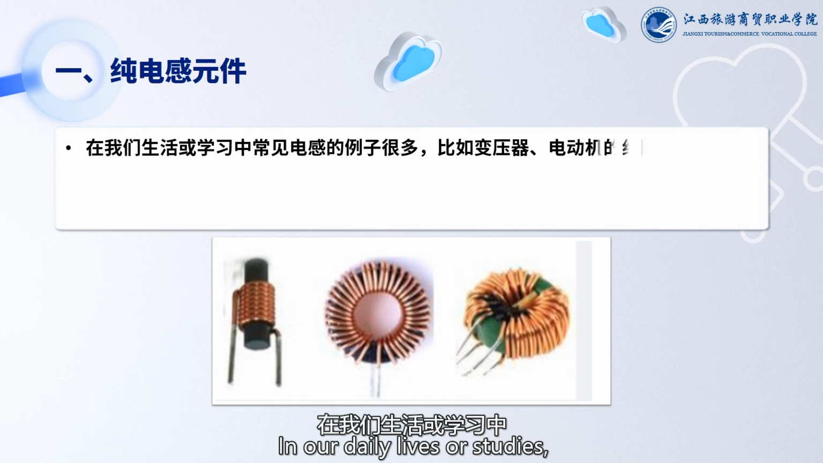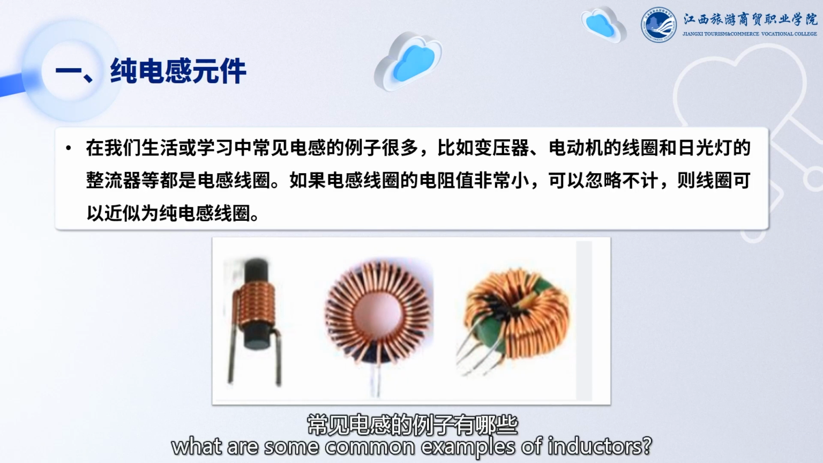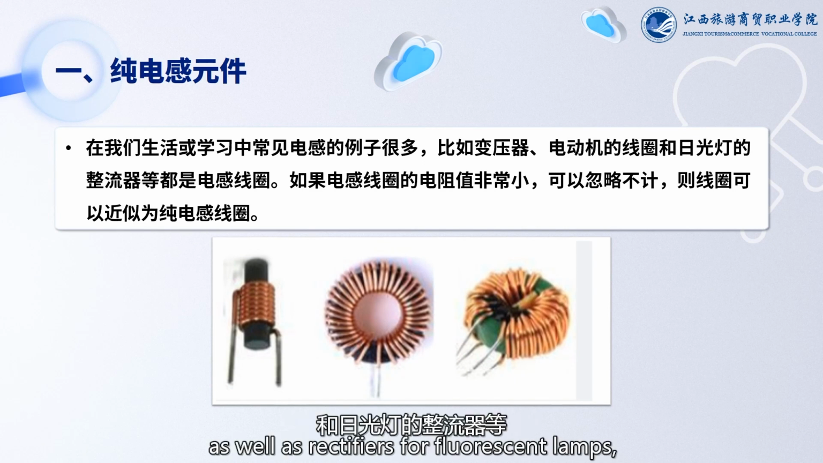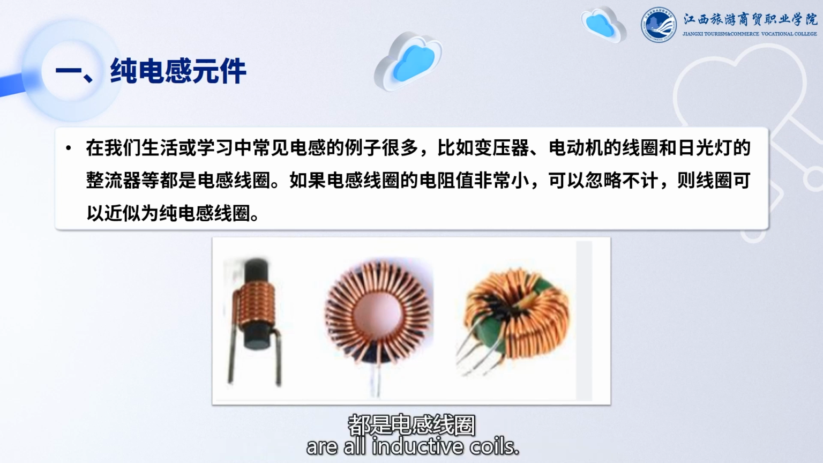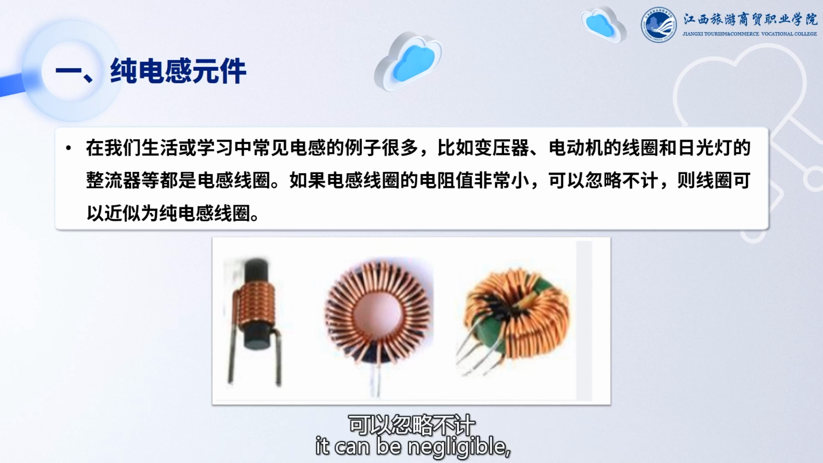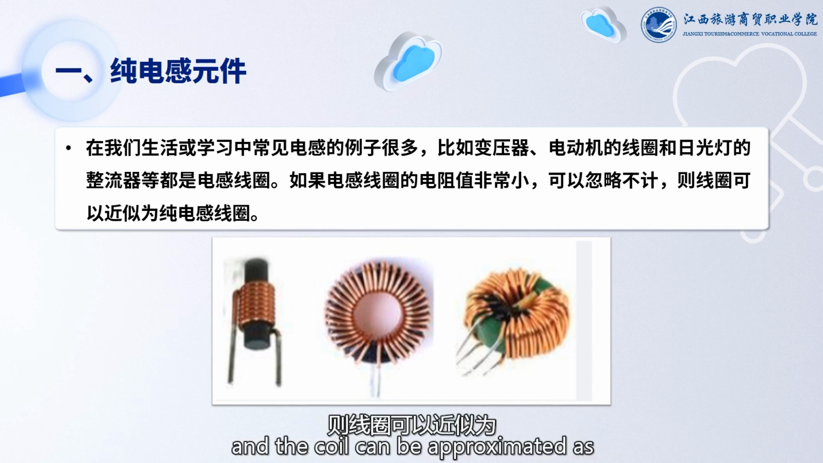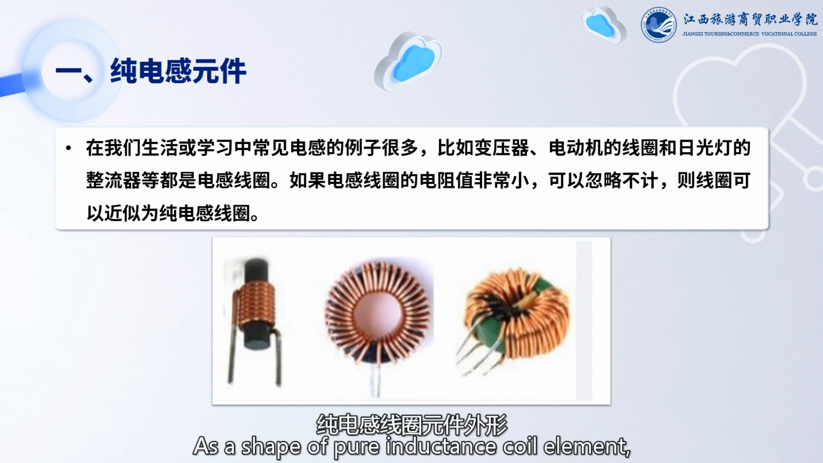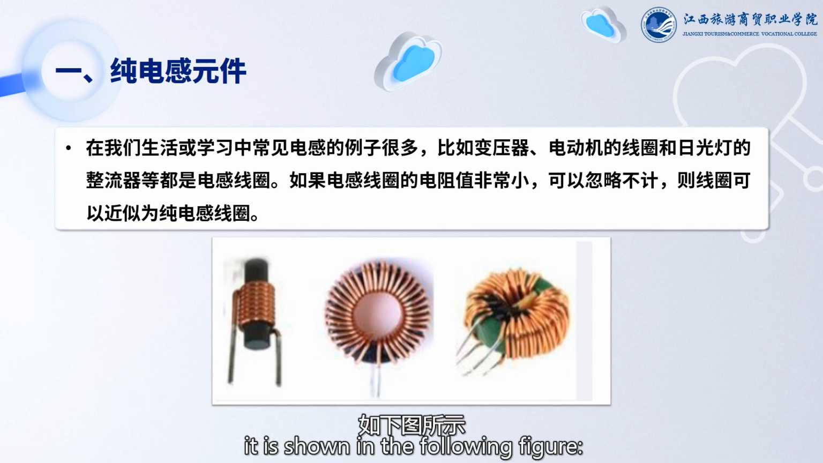In our daily lives or studies, what are some common examples of inductors? For example, the coils of transformers and motors, as well as ballasts for fluorescent lamps, are all inductive coils. If the resistance of an inductive coil is very small, it can be neglected, and the coil can be approximated as a pure inductance coil. The shape of a pure inductance coil element is shown in the following figure.